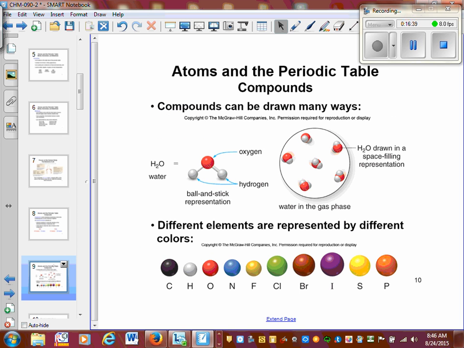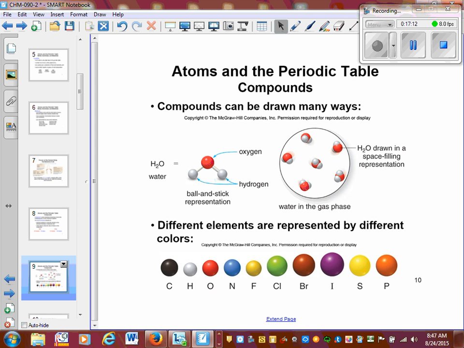So we can draw compounds in many ways. We have the formula, H2O. We have what's called a ball and stick representation. I don't know if there's anybody in this room old enough to remember Tinker Toys, but that's what Tinker Toys look like, ball and stick. And we can have what are called space-filling molecules. The space-filling ones look like a bunch of balls stuck together. That's what the atoms would look like, and they just attach to each other. There's no real bond between them.